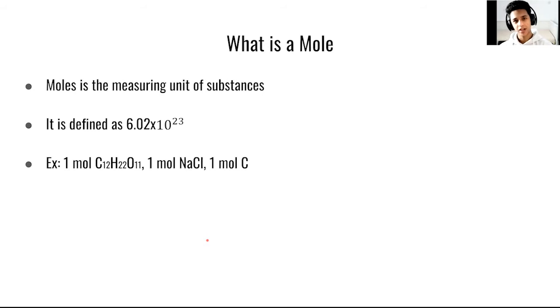I just want to clarify how huge this number is. I heard that if we had Avogadro's number of jelly beans, that means 6.02 times 10 power 23 jelly beans, they would cover the entire Earth. Can you imagine this? So how can you imagine 1 mole of NaCl and 1 mole of carbon and 1 mole of this weird compound? Of course, it's huge, but actually, it's not as you have imagined.